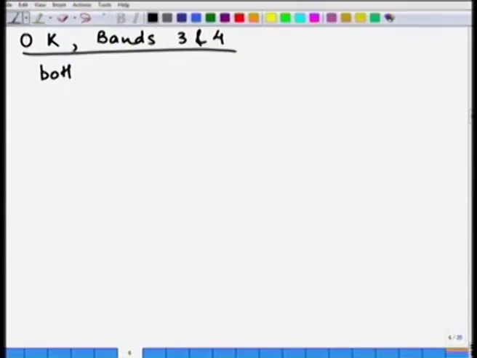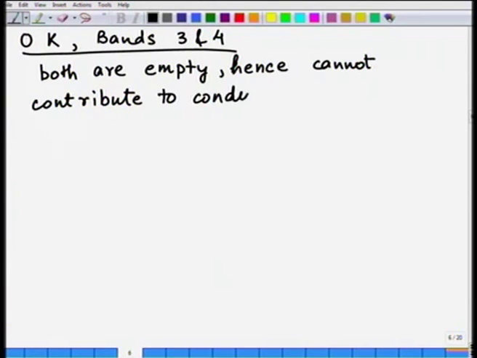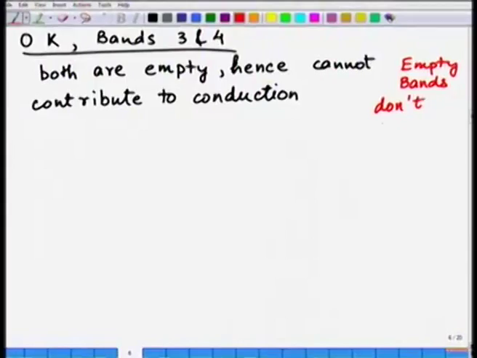Both are empty, hence cannot contribute to conduction. So, they cannot contribute to conduction. What that means is empty bands do not conduct. That is the conclusion.